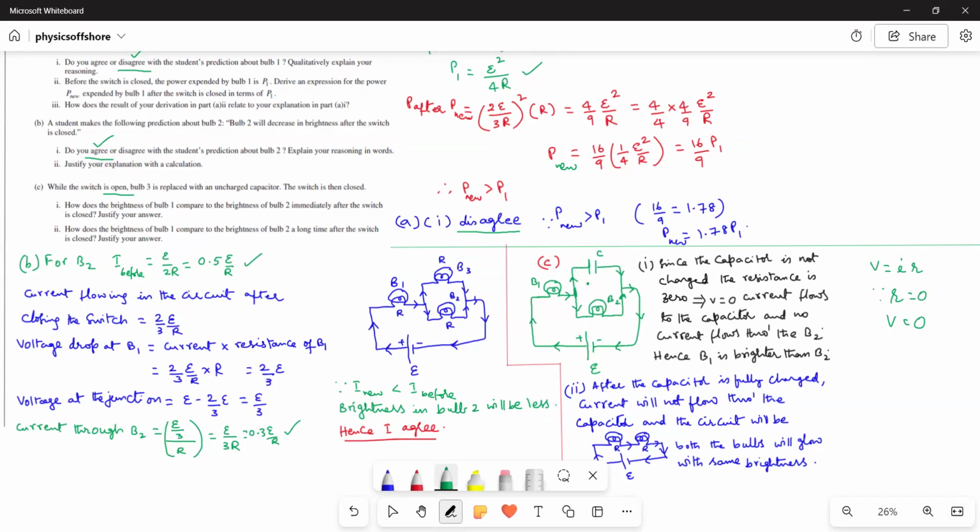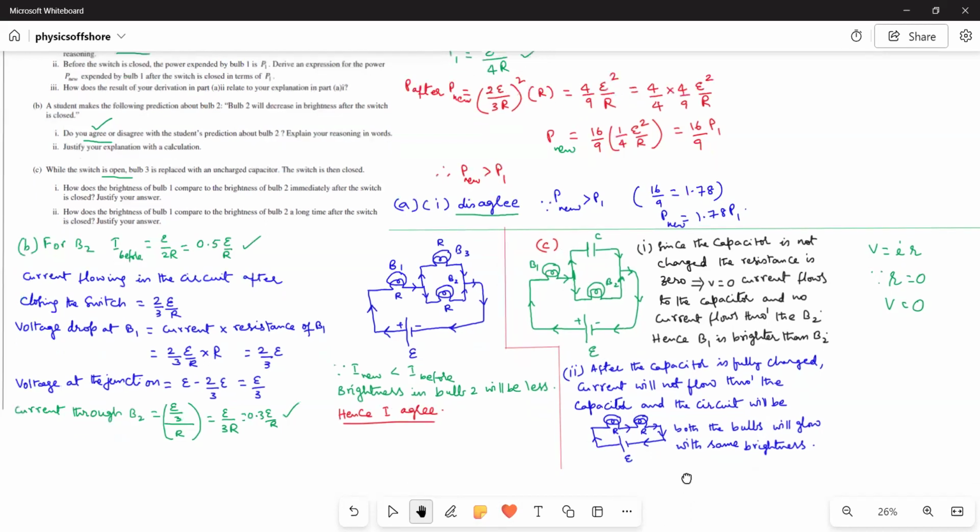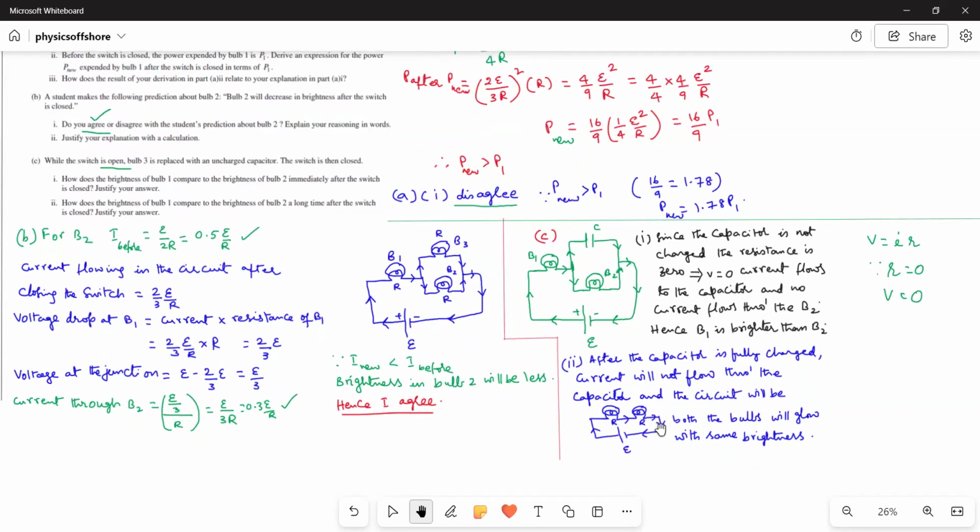Next. Here, the next thing is, after a long time, what happens to the brightness of the bulbs? After a long time, the capacitor gets fully charged. Once the capacitor gets fully charged, then it acts like an open switch. Current will no longer flow through the capacitor. The entire current flows through bulbs B1 and B2, and the circuit becomes a series circuit. See here. So what happens? Both the bulbs will have the same brightness.